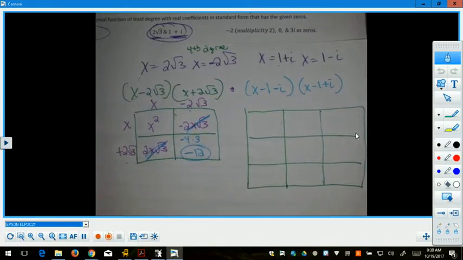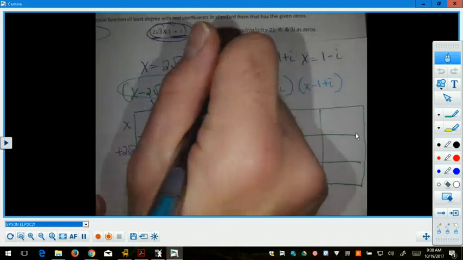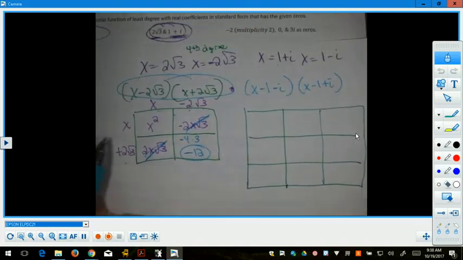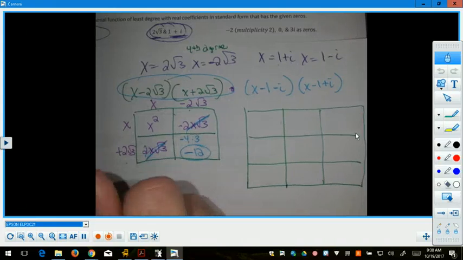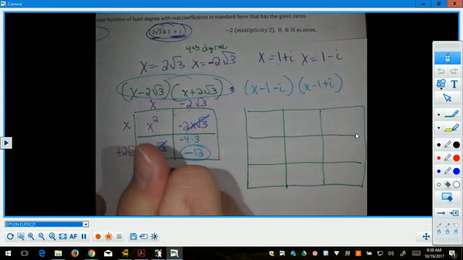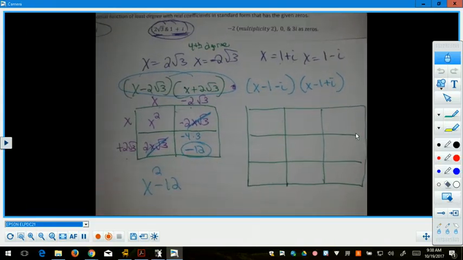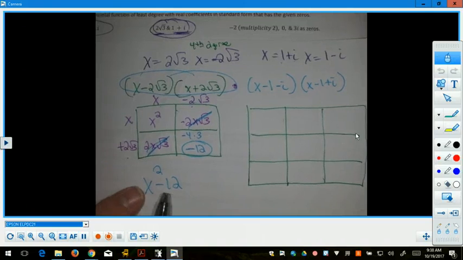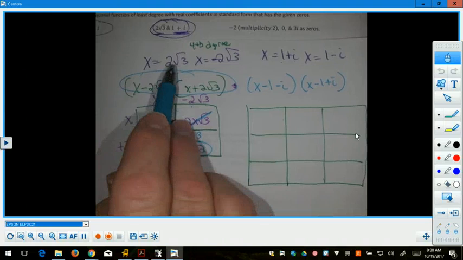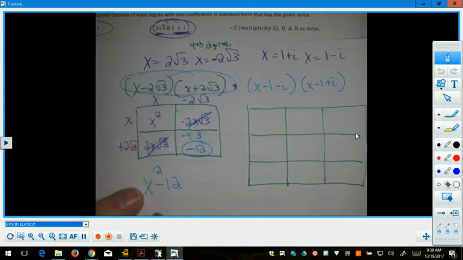Any questions on that? So the product of those two right there, from those two irrational roots, is x squared minus 12. And if I wasn't sure if I did it right, I could actually solve. Set this equal to 0, add 12, take the square root. You would get plus or minus 2 square roots of 3. So that's how I know I did it right.